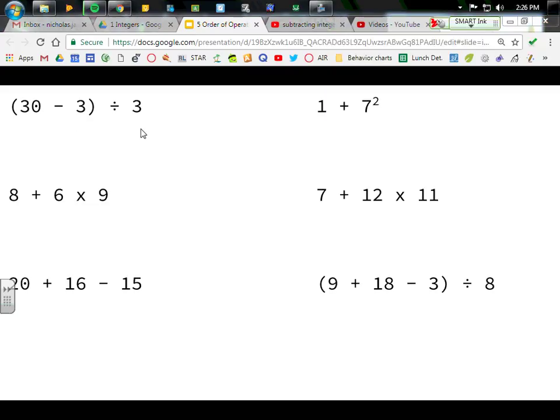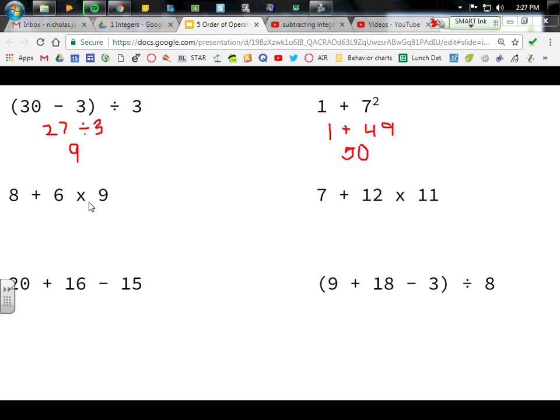All right, with this problem, parentheses, we have them. We have to do those first. So 30 minus 3 is 27. Now the problem is 27 divided by 3, which is 9. Okay, over here, 1 plus 7 squared. We have no parentheses, but we do have a number being squared, so we have to do that first. 7 squared is 49. So the problem is now 1 plus 49, which is 50.